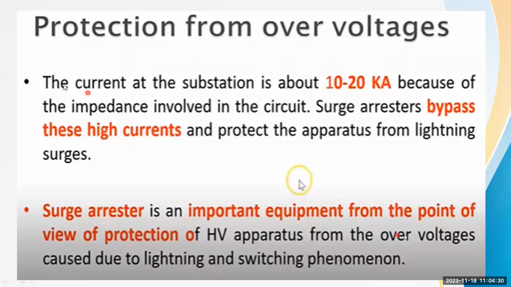In HV operators, over voltages are caused by lightning and switching phenomena. Because of lightning and switching phenomena, this over voltage is present in the transmission line, and it can be diverted by using surge arresters. Only by bypassing this can we protect our electrical operators, which cannot withstand the over voltage current. That's why protection and bypassing of current are required.